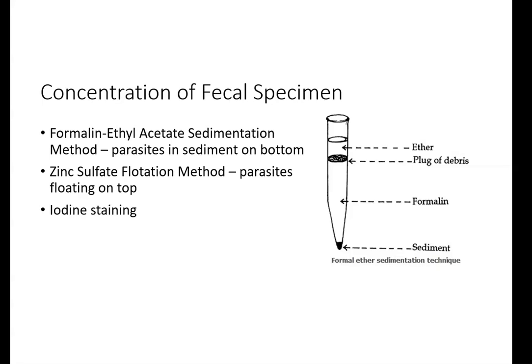Okay. Now, this method also allows for some fecal contamination to sediment to settle at the bottom. So there's where you see this plug of debris. Most of the stuff there, like the cellulose fibers and all that crap from the fiber or from the stool, will go up there. But you're still going to get some things that are small enough and heavy enough to come into the sediment. So you are going to see a little bit more fecal contamination in here.